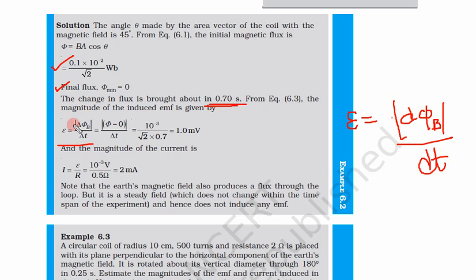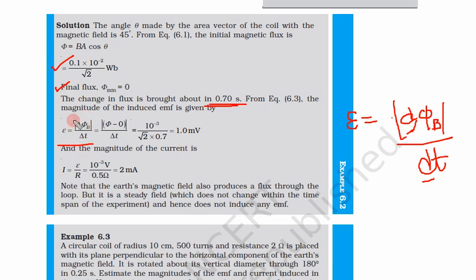What is the difference between delta and d? When steps are so small that we cannot measure them, then we use d, that is the differential form. When steps are measurable, because here we can measure 0.1 minus 0, delta t is 0.70 second, then we use delta. When steps are so small that we have to use the differential form, then we use d.